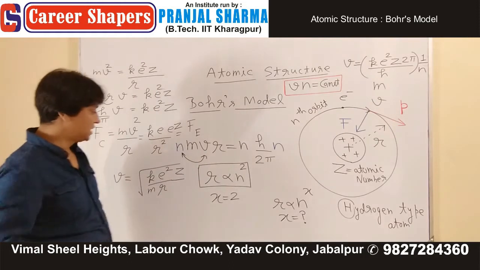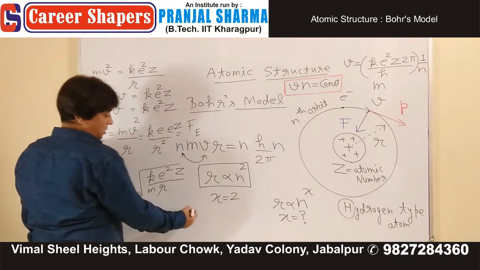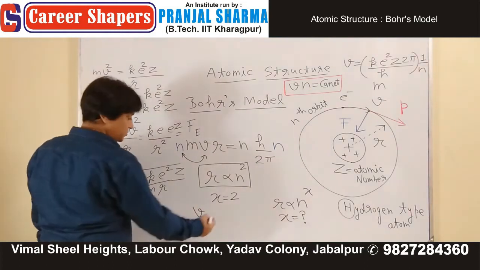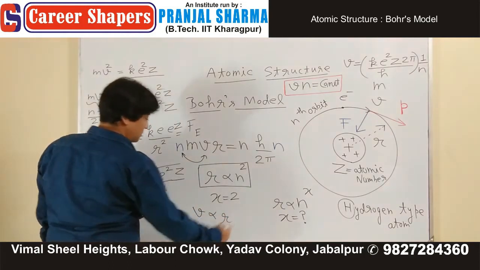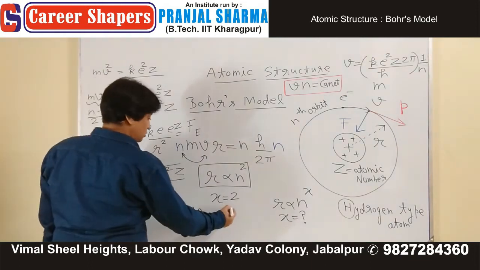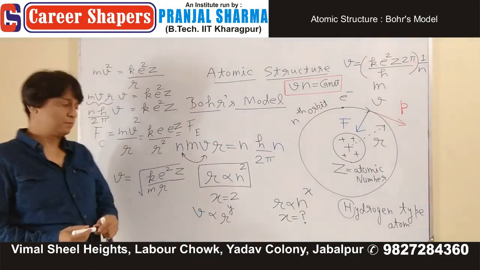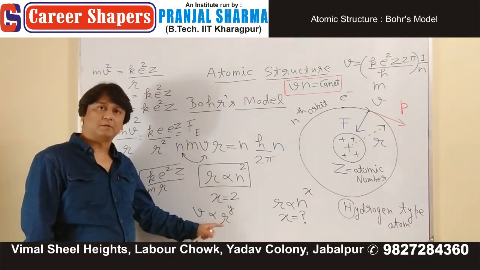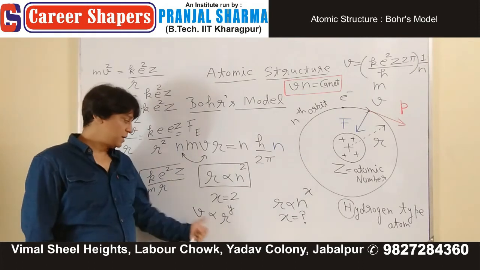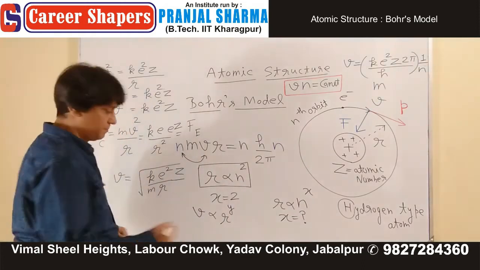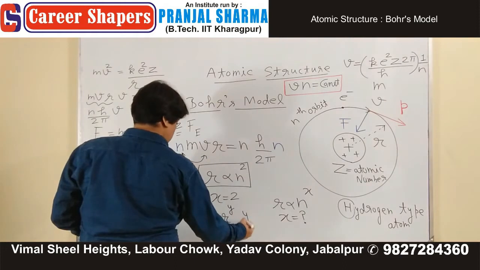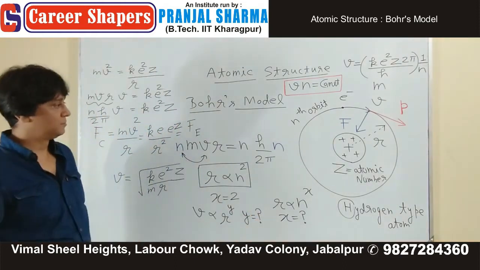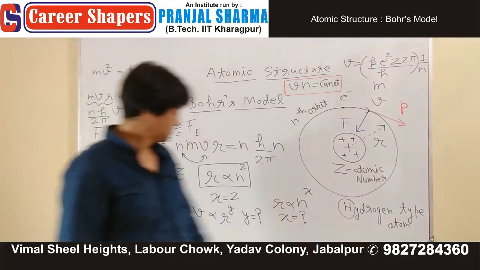Now, answer this. V is proportional to R to the power Y. Speed in nth orbit, the orbit with radius R, is proportional to R to the power Y. Get me the value of Y. Answer this.